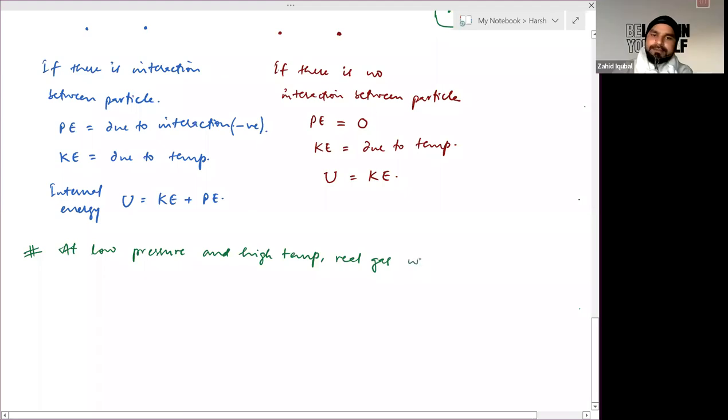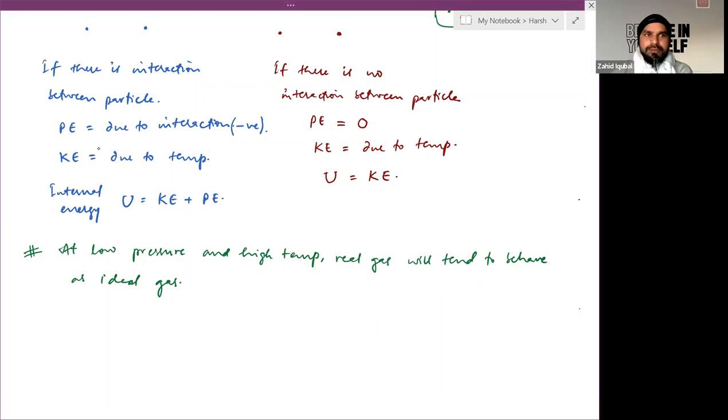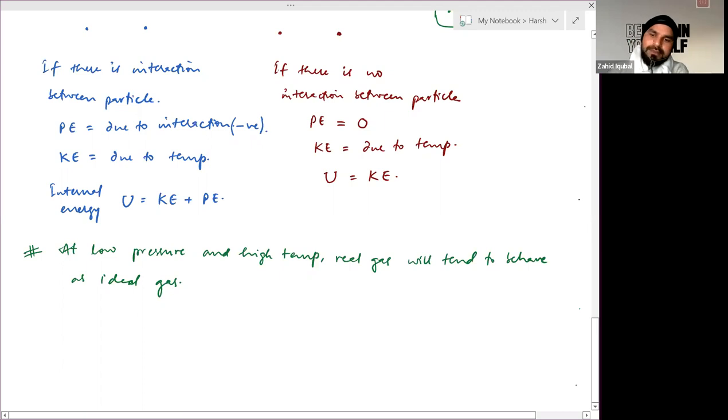So from this, we may conclude at low pressure and high temperature, real gas will tend to behave as ideal gas.